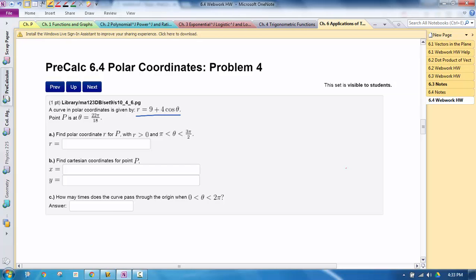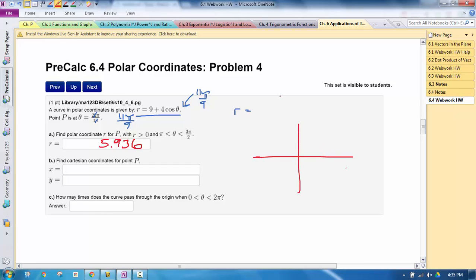So I'm going to first find R by plugging in this 22. And by the way, this simplifies. Mine simplifies to 11 pi over 9. So we're just going to plug in 11 pi over 9 in my calculator and make sure I'm in radian mode. And that's going to give me an R value. And R value is 5.936 approximately. And next we're going to find the Cartesian coordinates for P.